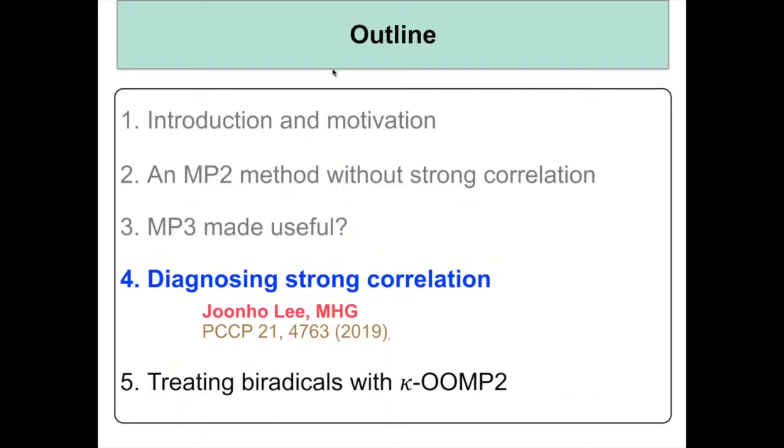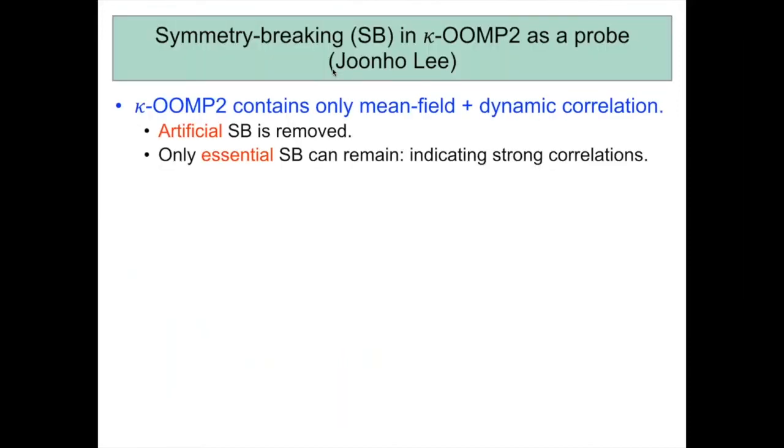Okay, so I'm now going to spend the last 10 minutes or so talking about trying to use kappa MP2 to diagnose strong correlation. In other words, it's a method that has no strong correlation in it at all, yet it can still be applied to gain some insight into whether a given molecule is showing strong correlations or not. All right, so let me repeat myself a tiny bit just to make sure this is clear.